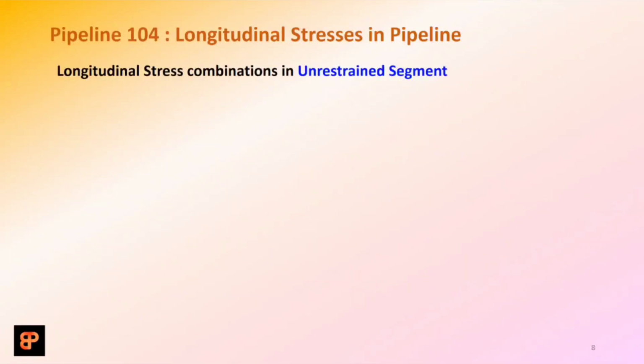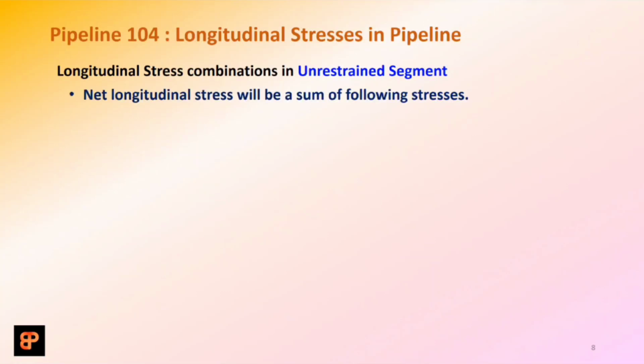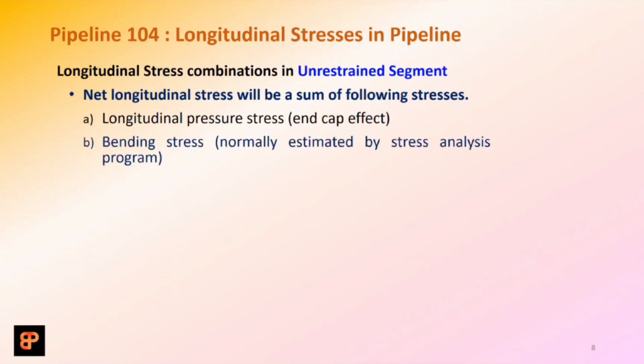Now let's see the stress combinations which act in these various restrained zones. First, let us see the unrestrained segment, or unrestrained zone. In this, the net longitudinal stress will be the sum of the following stresses. As we have seen, the unrestrained segment has the end cap effect, or longitudinal pressure stress, which will be PD by 4t, or hoop stress by 2, which is called the end cap effect.